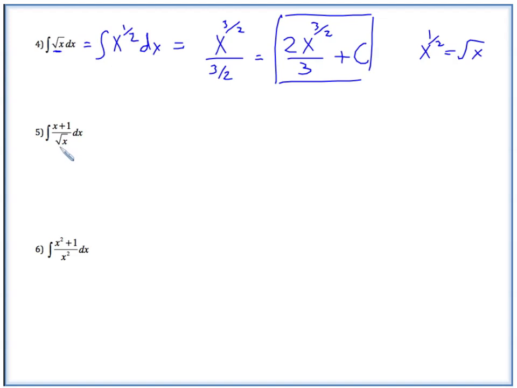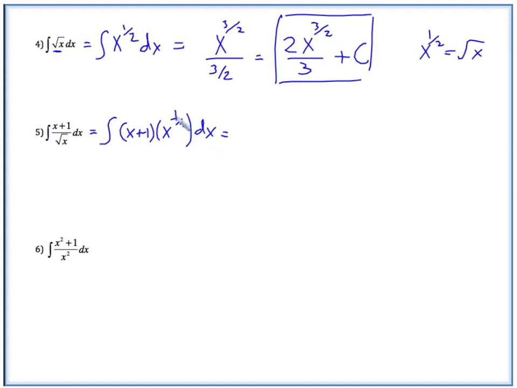All right, for number 5, here we have a quotient, and unfortunately, with indefinite integration, we don't have anything like a quotient rule. So what we actually have to do is rewrite this. And so the first thing I'm going to do is write this as x plus 1 times x to the negative 1/2. Okay, any problems there? So this was x to the 1/2, but because it's in the denominator, we can move it to the numerator by changing the sign of the exponent.